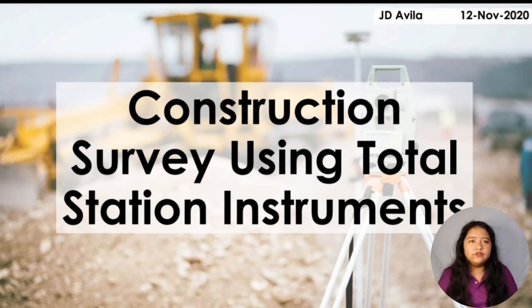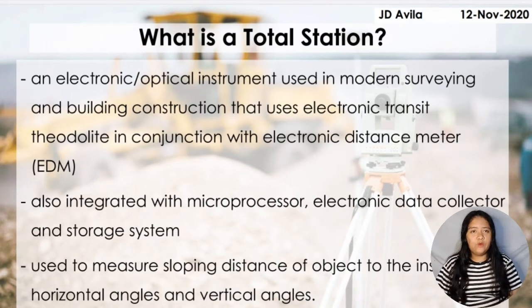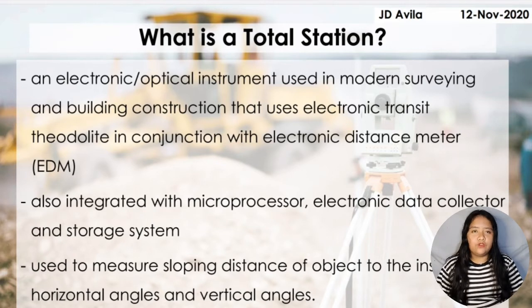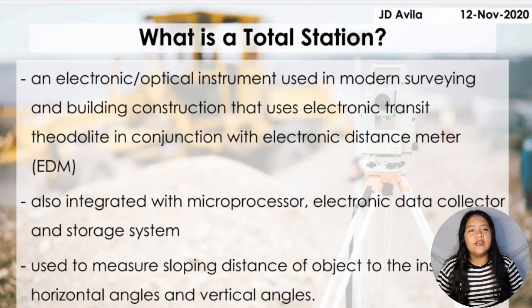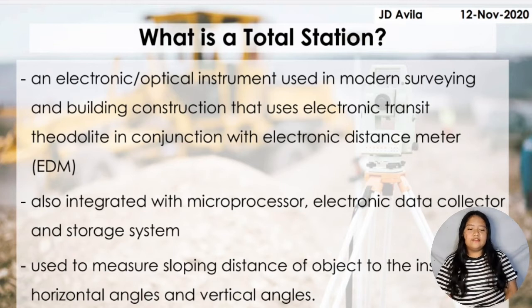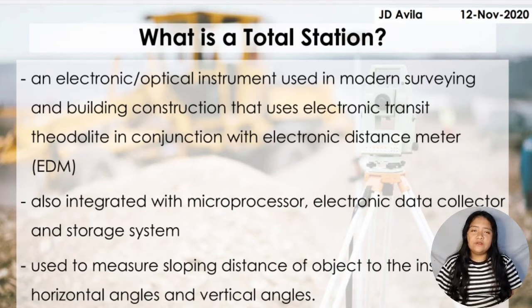Now let us move on to construction surveys using total station instruments. First, we need to define what a total station is. According to civilsimplify.com, a total station is an electronic or optical instrument used in modern surveying and building construction that uses an electronic transit theodolite in conjunction with an electronic distance meter, or EDM. This total station is also integrated with a microprocessor, electronic data collector, and a storage system.